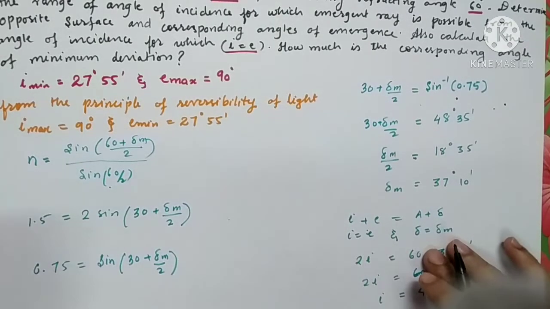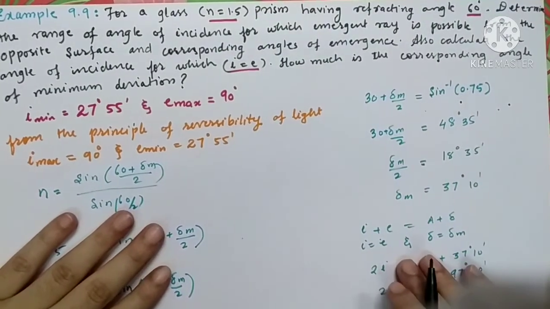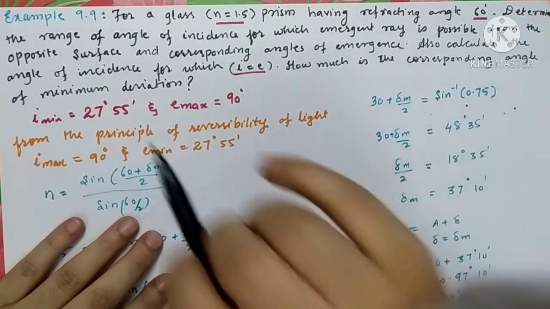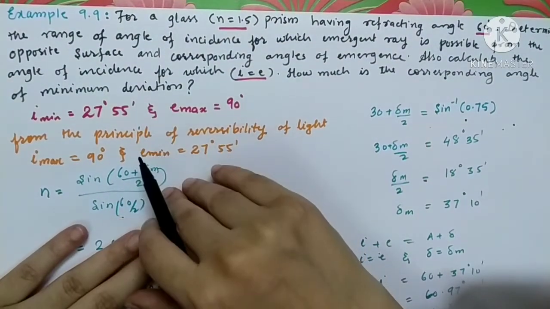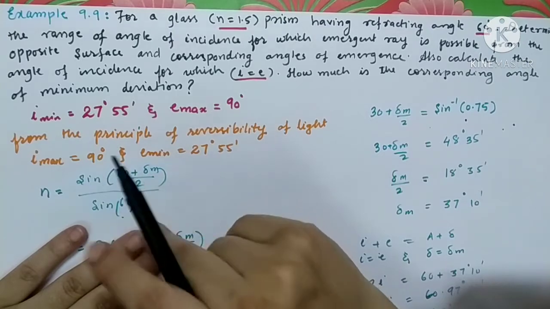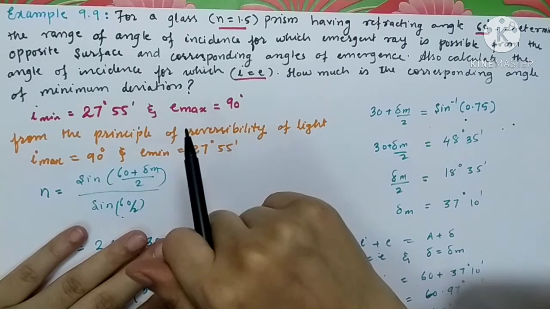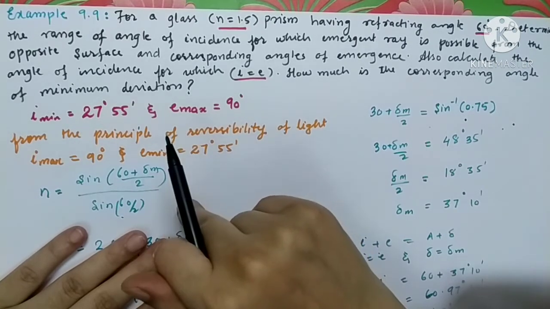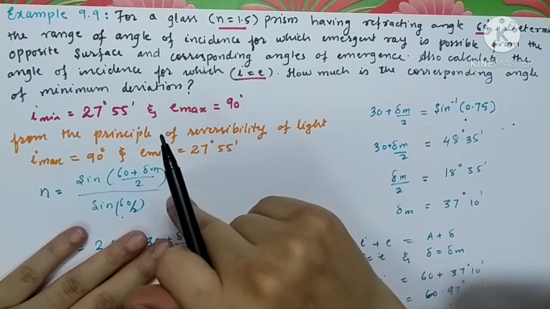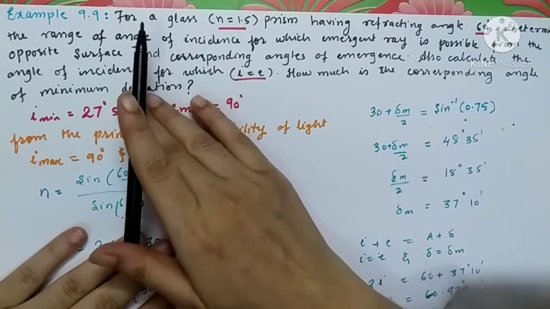Example number 9.9. So here you'll have to solve this numerical. Let's see how to solve it. Just now you are having few information about the angle of emergence and angle of incidence. For the grazing angle of emergence, means when angle of emergence is equal to 90 degrees, at that time minimum angle of incidence will be approximately 28 degree, or it is 27 degree 55 minutes. So let's solve this numerical.